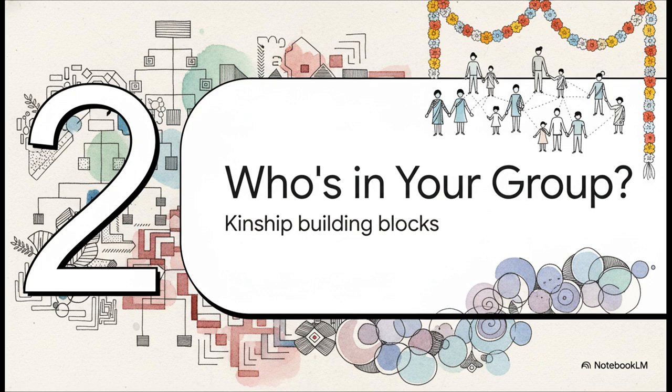Okay, so we have these two big theories, descent versus alliance. But what does that actually look like for people on the ground? How does it create real social groups? Well, that brings us to our next section.